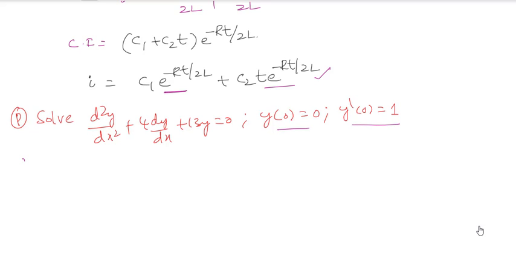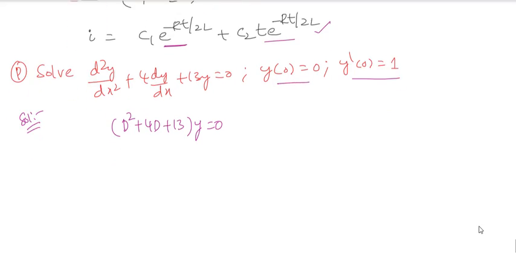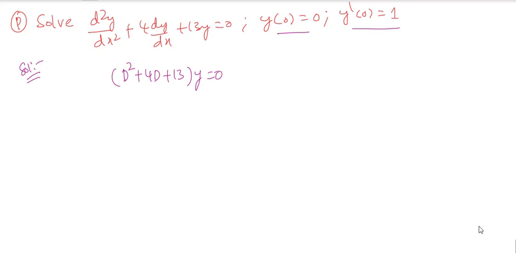So how can I do it? This will be (D² + 4D + 13) y. So get the roots for this. It won't give you roots directly, so apply b² − 4ac. So −b will be −4 plus or minus square root of 16 − 4 × 13, which is nothing but −52, divided by 2. If you simplify, you will have it as −2 ± 3i.